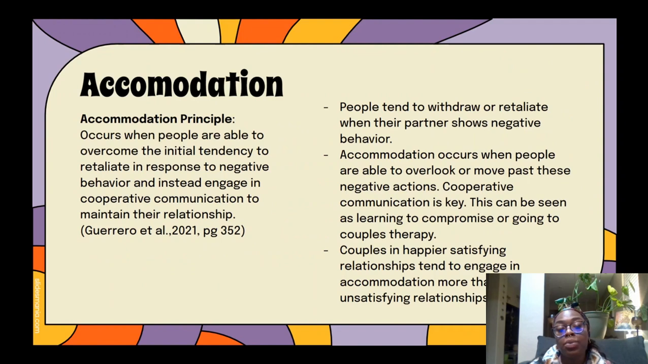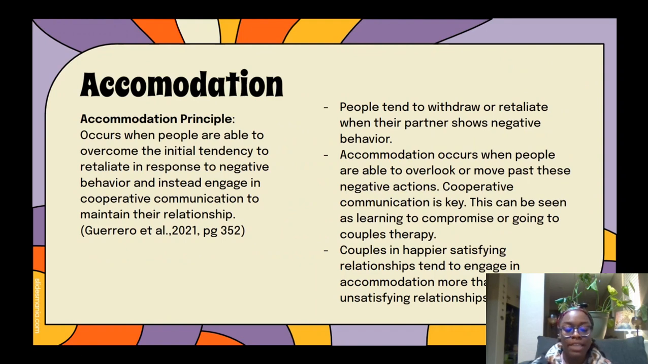So people tend to withdraw or retaliate when their partner shows negative behavior. And then accommodation occurs when people are able to overlook or move past these negative actions. Cooperative communication is key. So this can be seen as learning to compromise or going to couples therapy. And then couples in happy or satisfying relationships tend to engage in accommodation more than those who are unsatisfied.